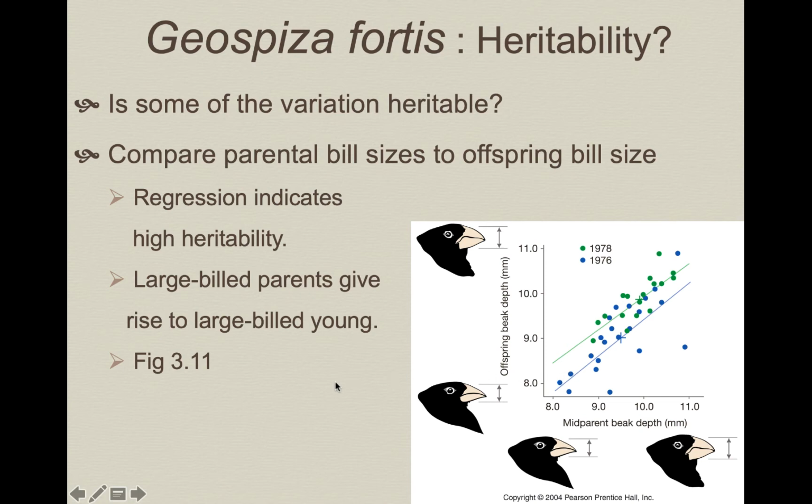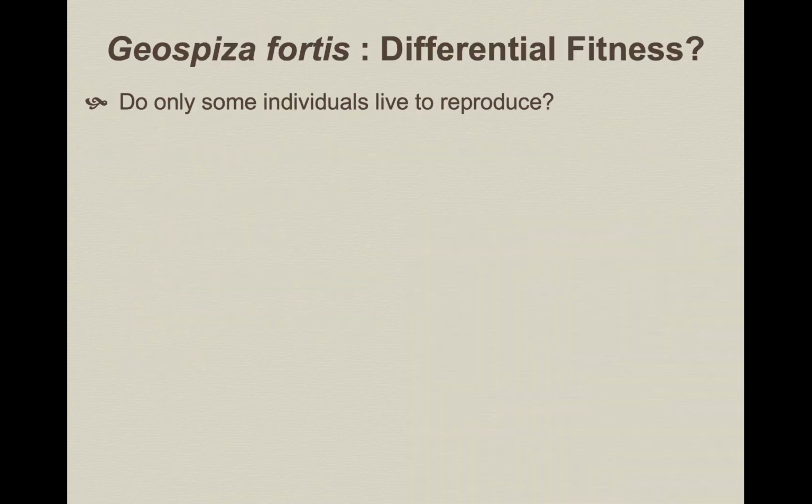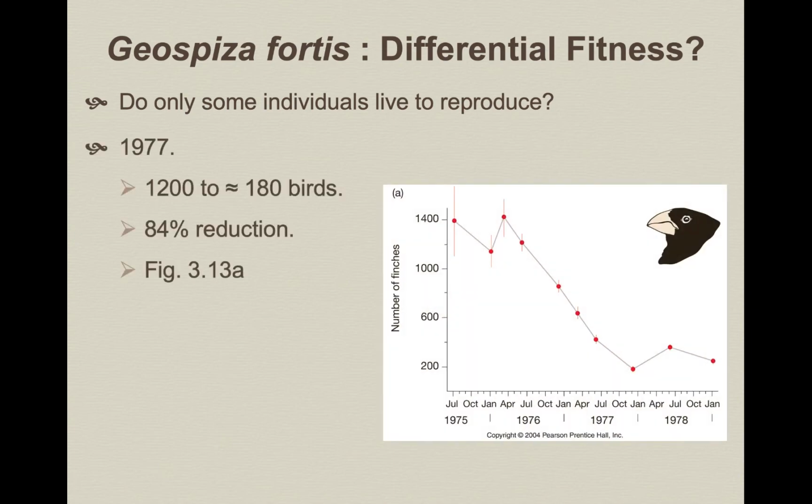Okay, so that's an indication that there's predictability from generation to generation in who's breeding and who's producing what offspring. So that's an indication that this trait is heritable. All right, so is there a filter? Well, first of all, we have to demonstrate that not everybody has the same fitness. So do only some individuals live to reproduce, or is there equal survival and reproduction?